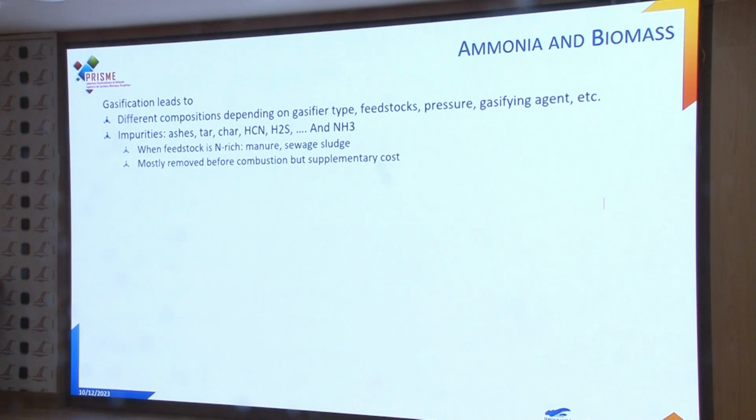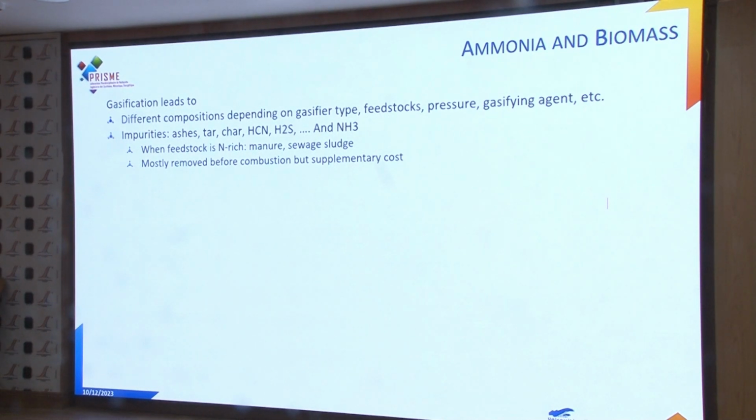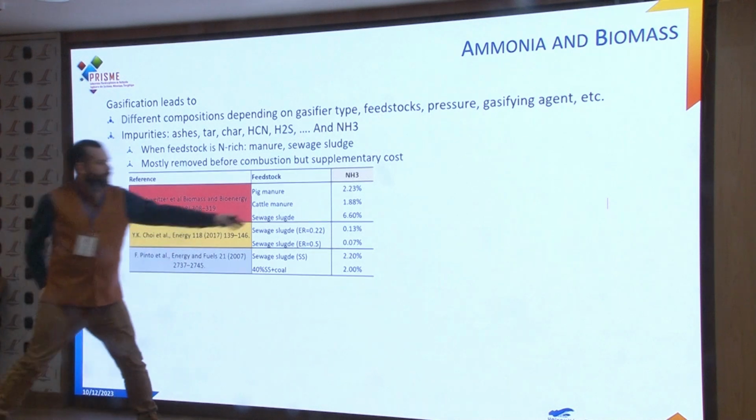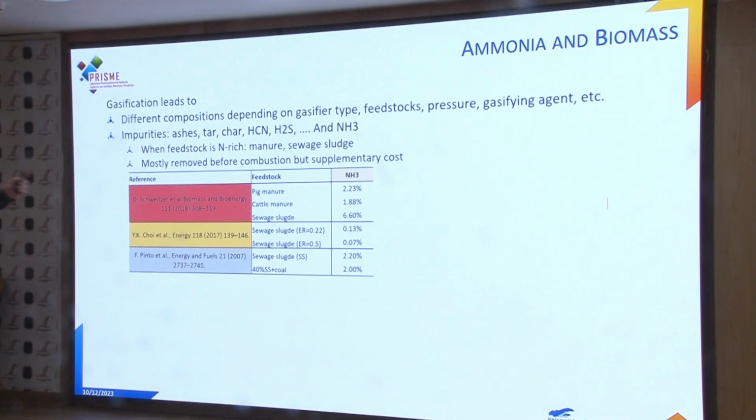And basically we usually remove that ammonia before burning the producer gas in a combustion process, but it has a supplementary cost. If we look at different studies in the literature, so using different feedstock and gasifier, we can see the different content of ammonia we can get in the gas. So it can be up to 6.6%, which is quite big, but that's an order of magnitude. And so we can wonder how the different composition first of the syngas can impact the operation of the engine, but also how this little quantity of ammonia can impact the process.